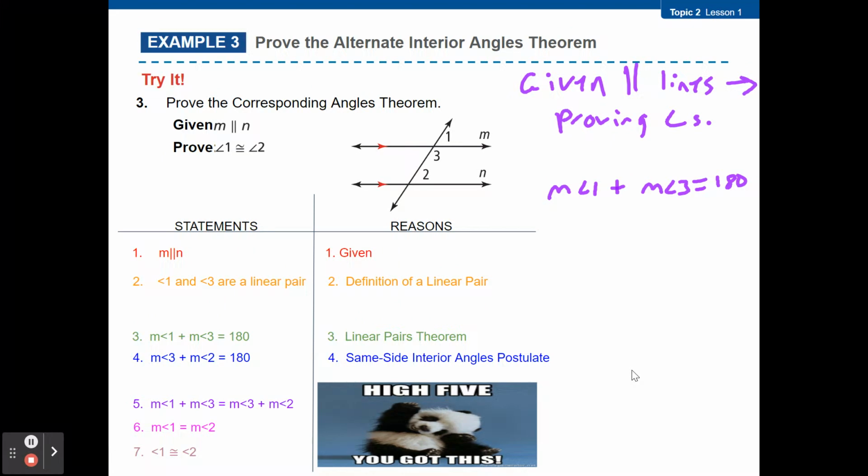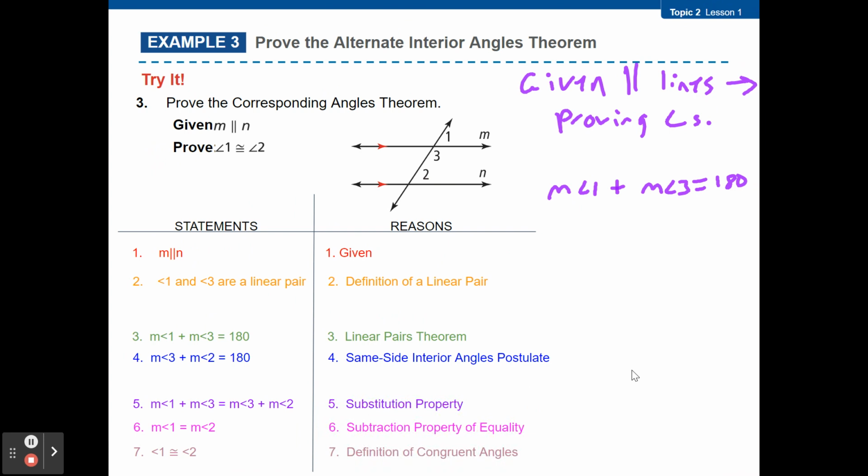Why? What happened there? Not transitive property. Close though. Subtraction property of equality. Excellent job. And now I'm stating that angle 1 is congruent to angle 2. Why? It's not transitive. Was it? Definition of congruent angles. Yep. What did I say?